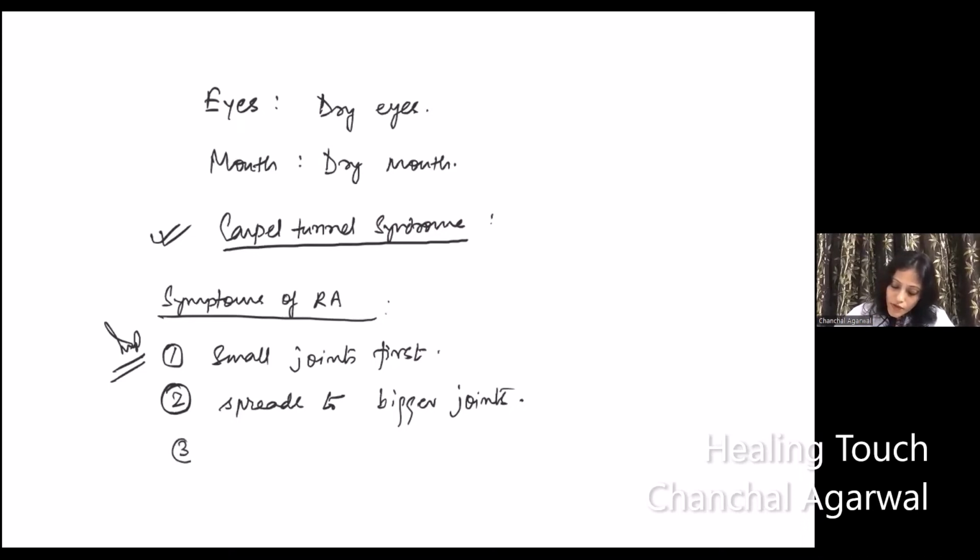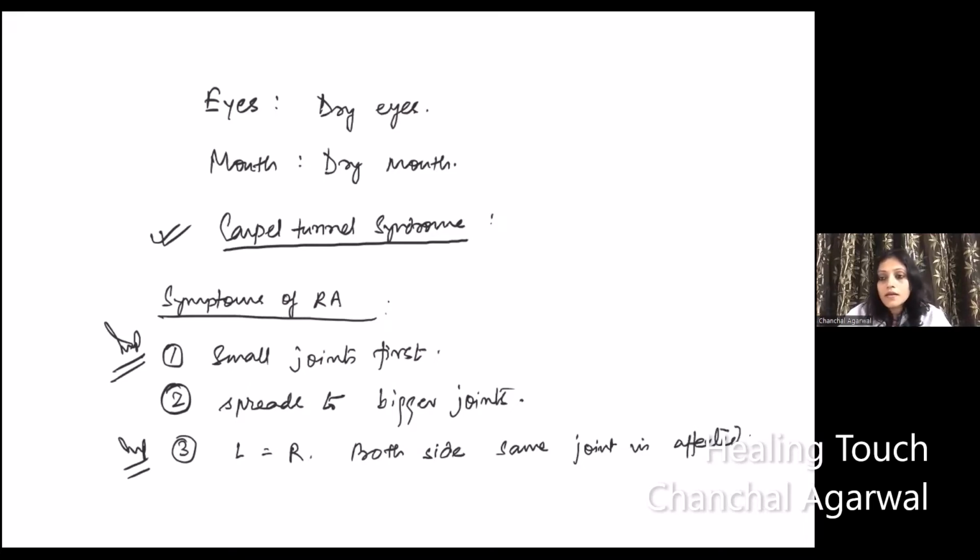Number three, this is also a very important point, that whichever joint is affected, it affects both sides. That means bilaterally the joint is affected. So if the left side is affected, then the right side is also affected. So you will find the pain to be on both sides of the body, same joint. Fine. So these are some of the very important symptoms of rheumatoid arthritis.